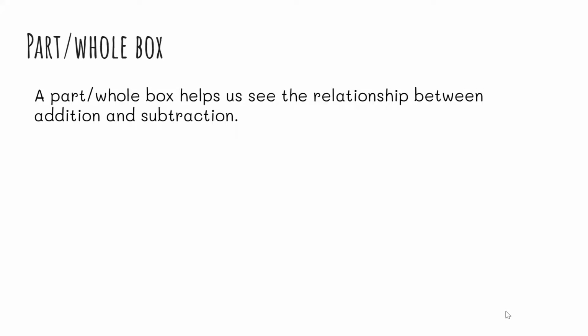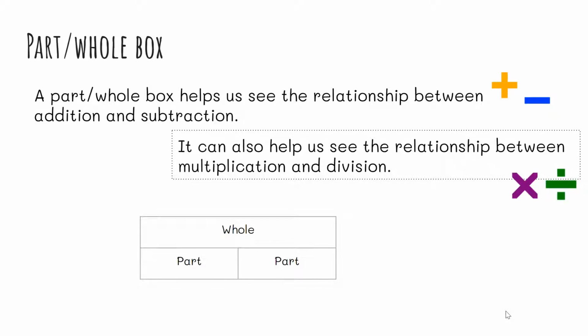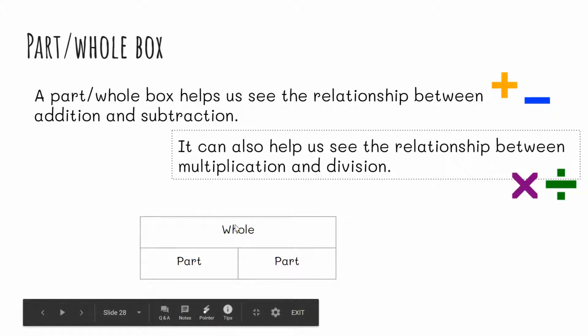Alright, you guys, today we are going to look at the part and whole box. A part and whole box helps us see the relationship between addition and subtraction. It can also help us see the relationship between multiplication and division. A part and whole box looks like this. The whole is on the top and the parts are on the bottom. So two parts make up a whole.